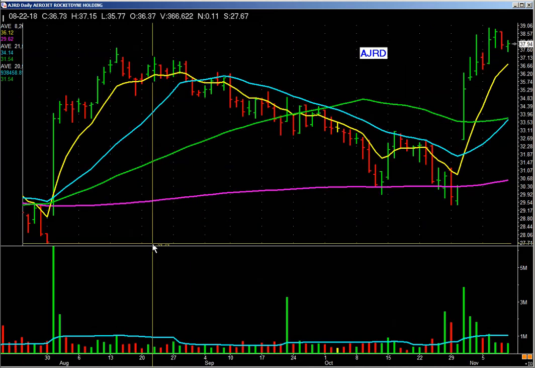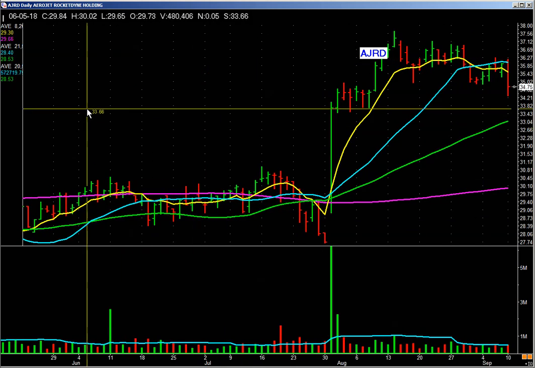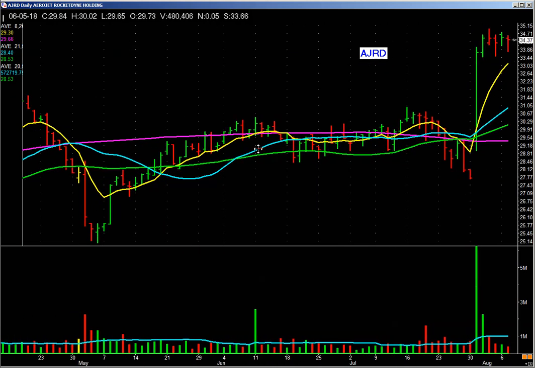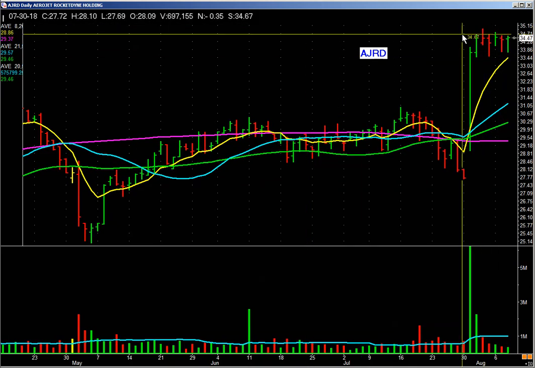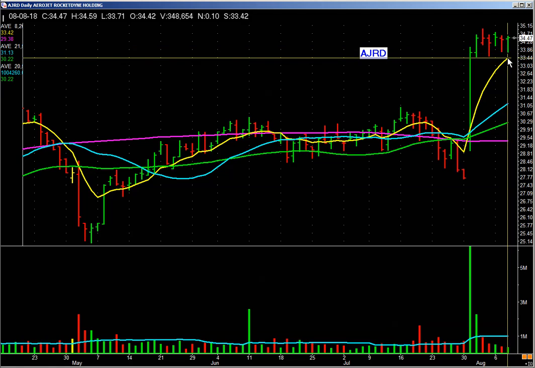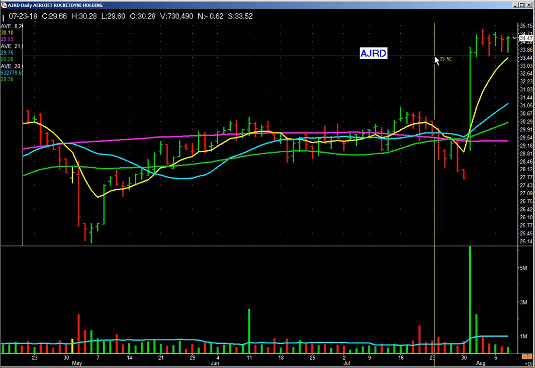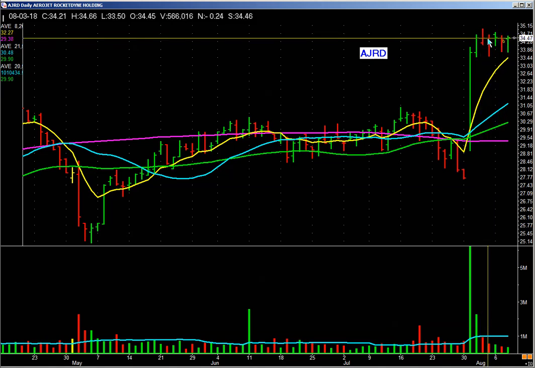Let's see if I can find an example of that. I'm not trying to take too much of your time. Oh, here we go. A biomed runs up, goes sideways, and you can say, well, here's just a little short base getting ready to bounce off the 8-day moving average on AJRD. Little short base. Well, this is shorter, so it's riskier.